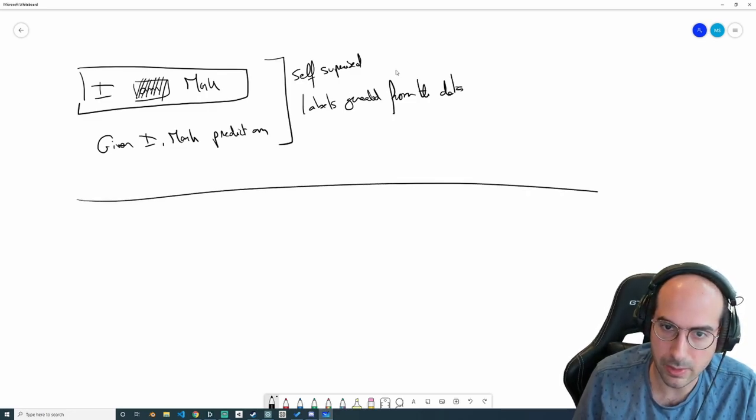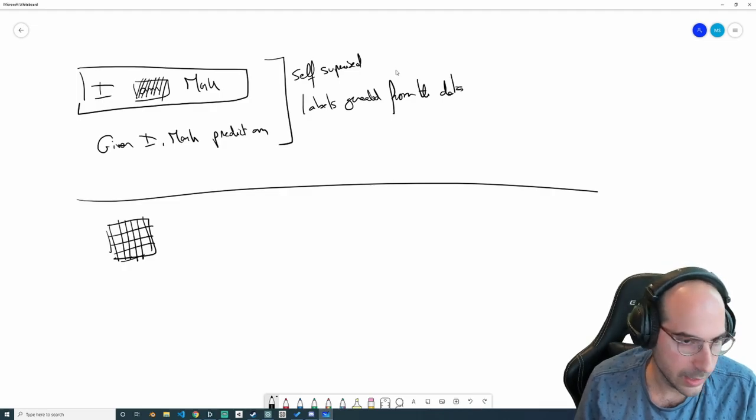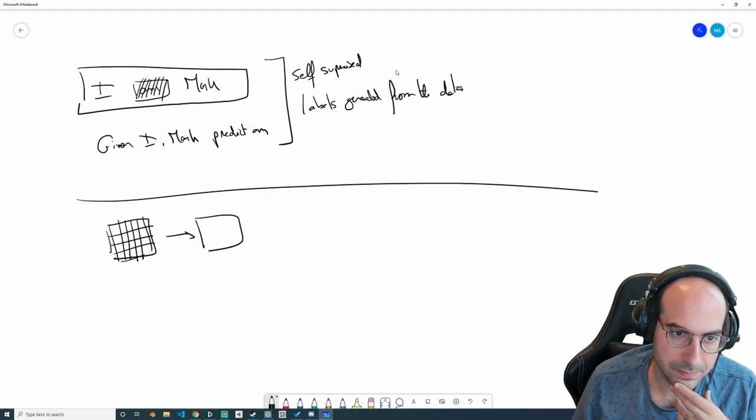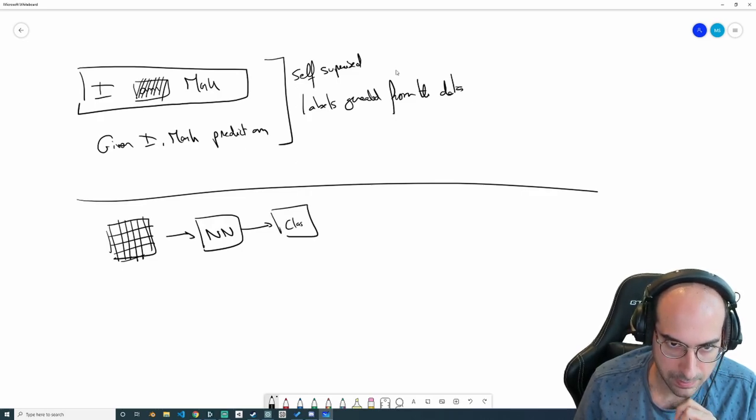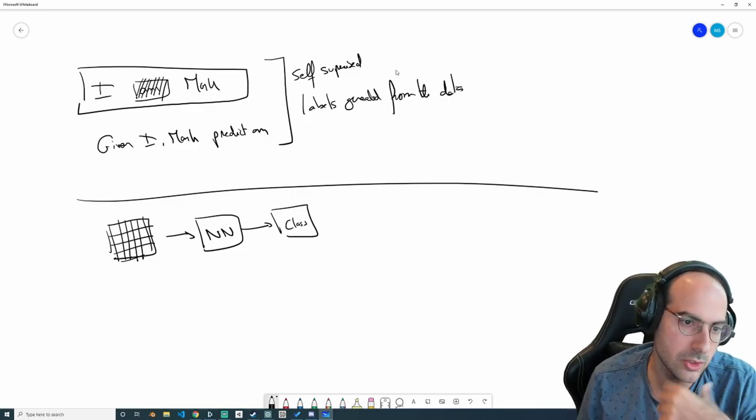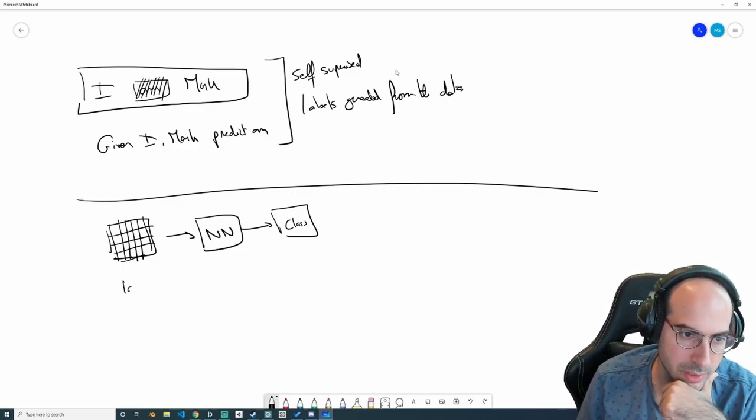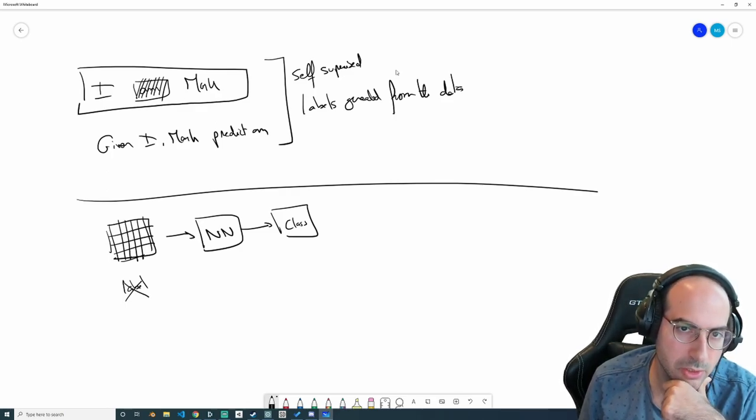What we're going to do is assume we have a bunch of images. Images sort of look like this, assume some grayscale images, and we want to learn to classify these. But the issue here is that normally we would not just have an image, we would have an image and a label. Here we don't have a label, we just have an image. So we can turn this into a self-supervised learning problem in the following way.